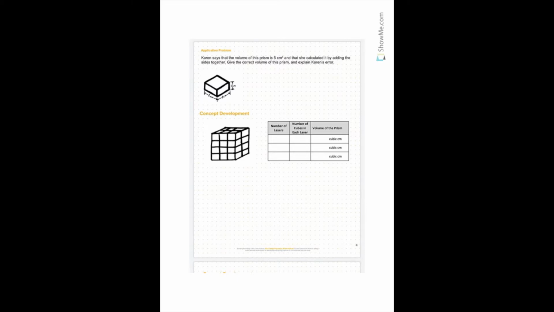Karen says that the volume of this prism is 5 centimeters cubed and that she calculated it by adding the sides together. Give the correct volume of this prism and explain Karen's error. Do a plan of attack and have your work. Pause right here and continue through.